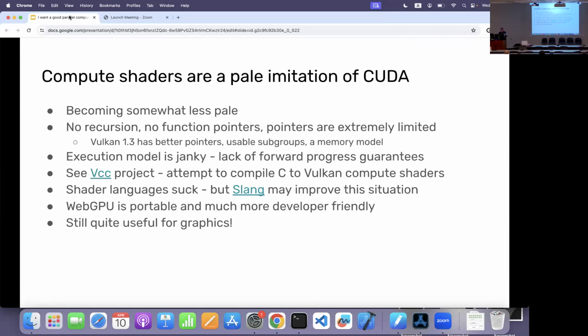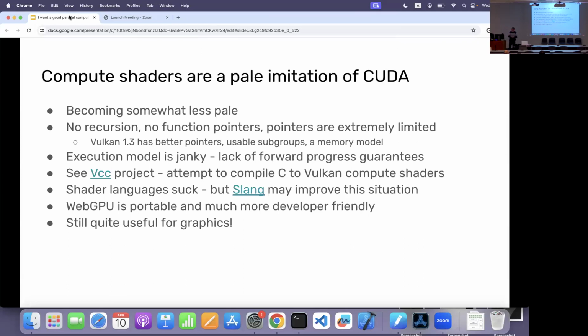So there's a really interesting project called VCC, which does attempt to compile C to Vulkan compute shaders. And I think that this project is interesting largely for the places where that turns out to be really hard and where you don't get so far, which is worth looking into. And in general, shader languages suck. They're bad. There's no way to express abstraction.